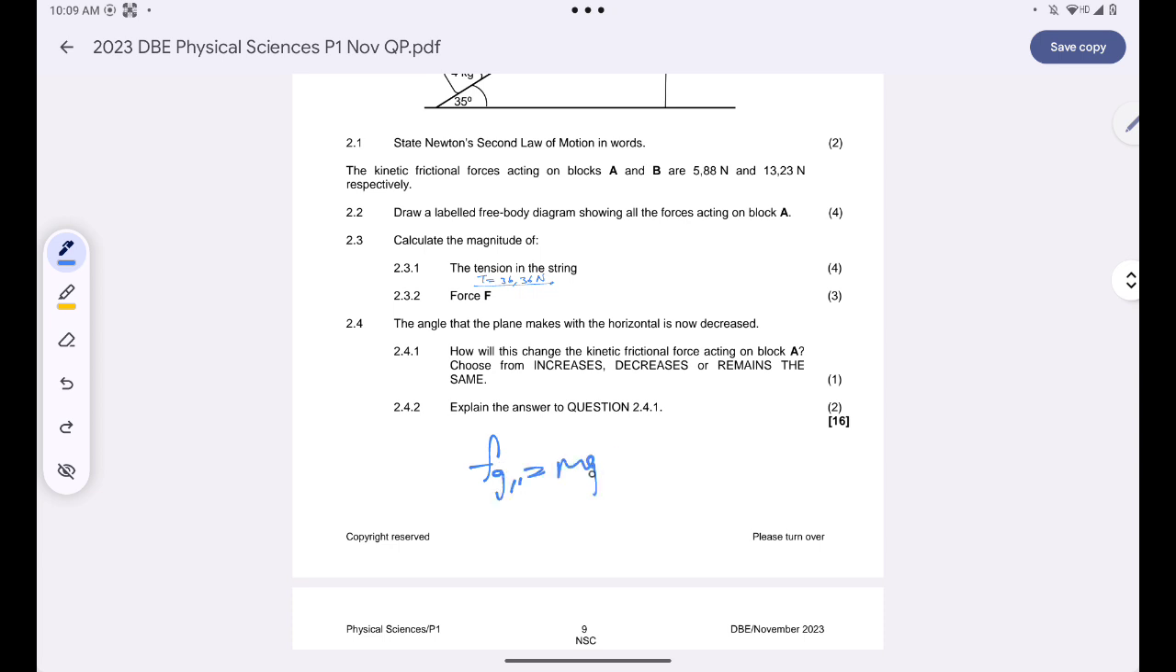Fg parallel is mg sine theta, right? The mass is 9, g is 9.8, and then I have sine 35 degrees. So 9 times 9.8 times sine 35 degrees, I'll get 50.59 newtons.